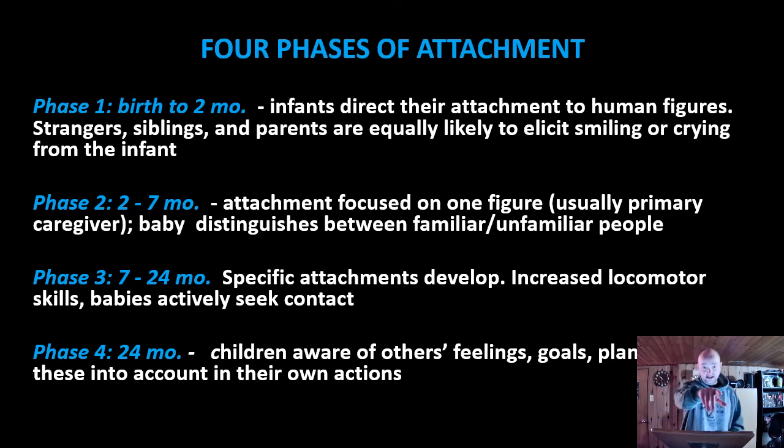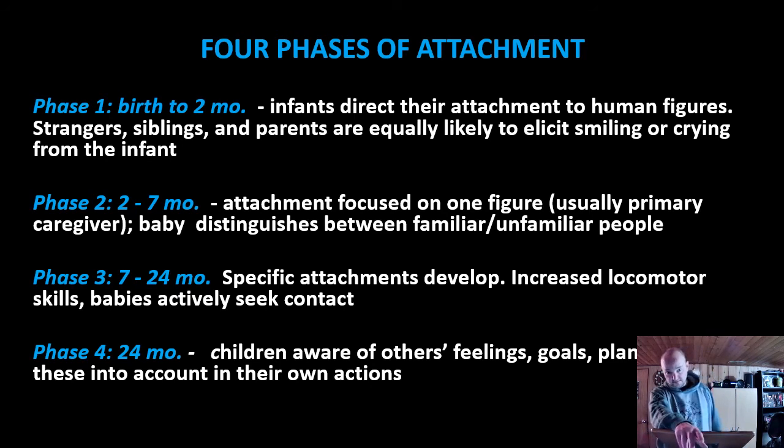But as they get to the 2 to 7 month stage, it starts to focus primarily on mom. Again, there can be different specific situations, and it's not always the biological mom, but the attachment tends to focus on one person. The baby also gets much better at distinguishing between people they know and don't know. So it's not surprising that around the end of this period is where we start to see stranger anxiety.